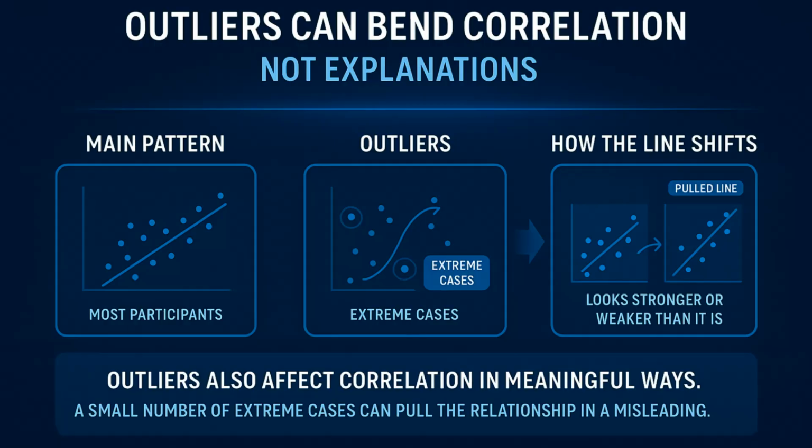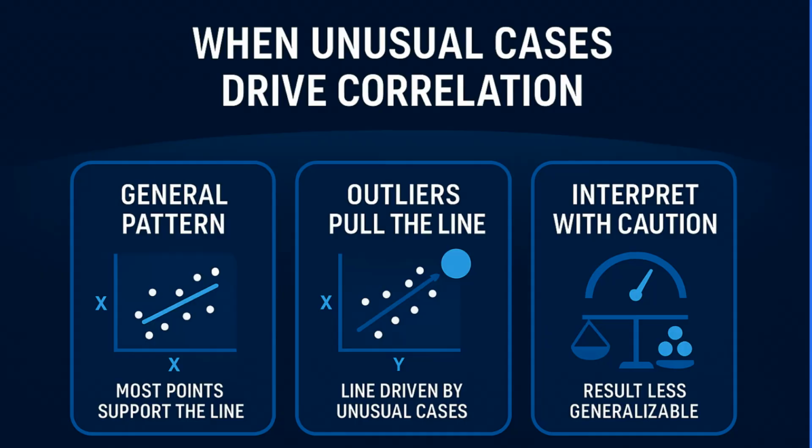A small number of extreme cases can pull the relationship in a misleading direction, making it appear stronger or weaker than it truly is for most participants. When this happens, the correlation may reflect the influence of unusual cases rather than a general pattern across the sample, which changes how confidently the result can be interpreted.